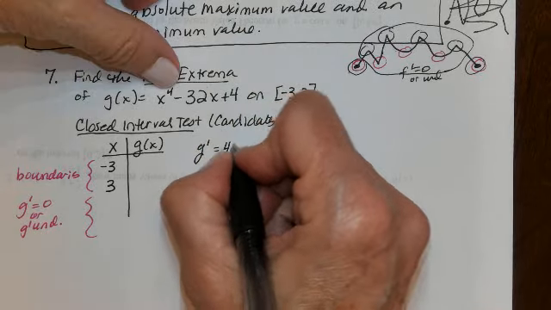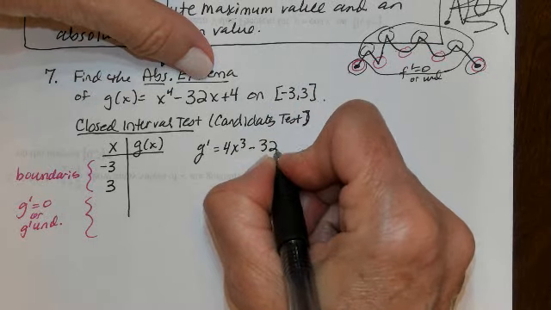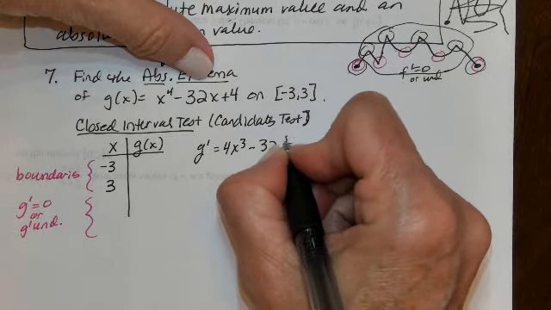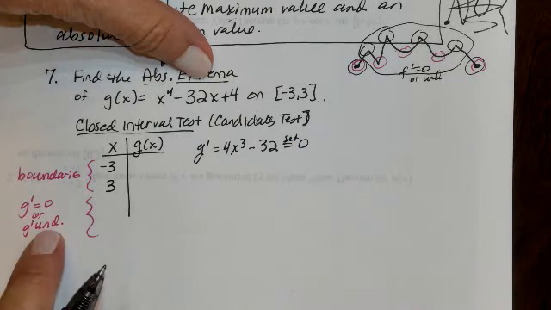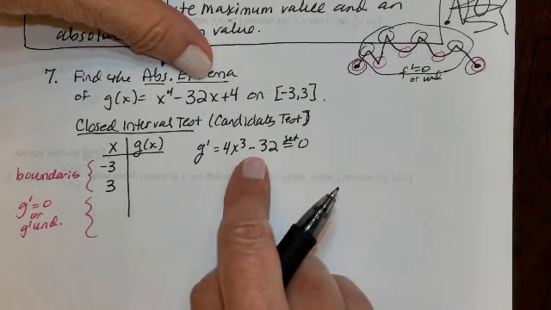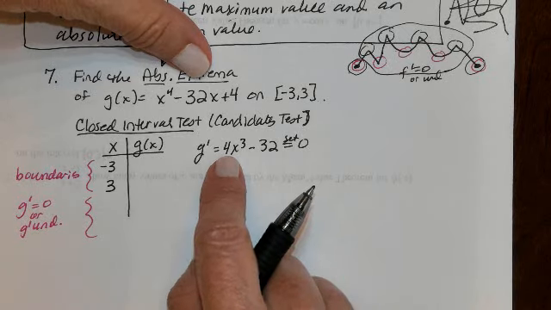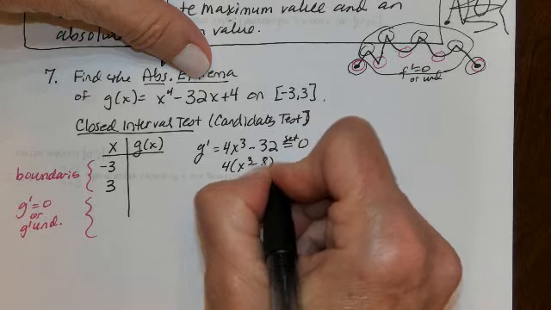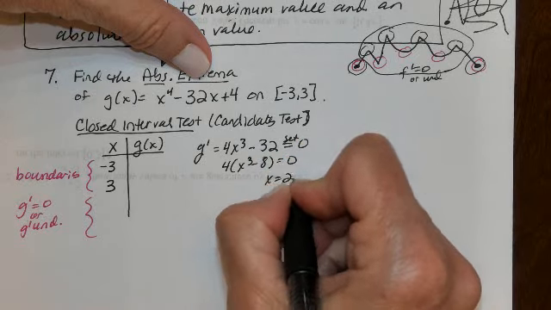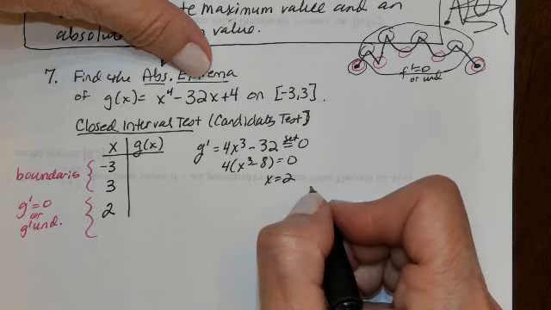G prime is 4x cubed minus 32. Set it equal to 0. Nothing makes g prime undefined, but something makes g prime 0 here. If we solve this for x, take out a 4, x would be 2. So the only thing that we need to add is 2 to our candidates test. All right?